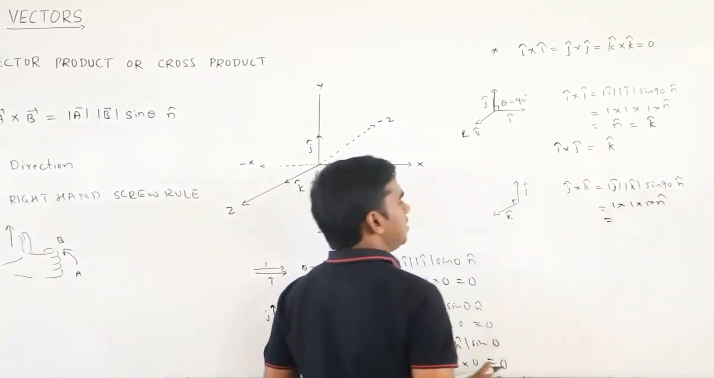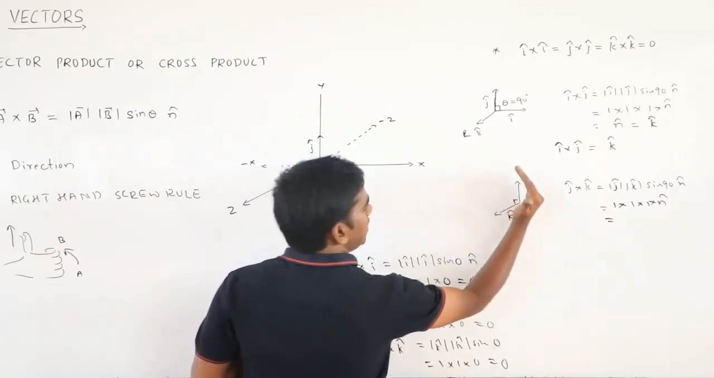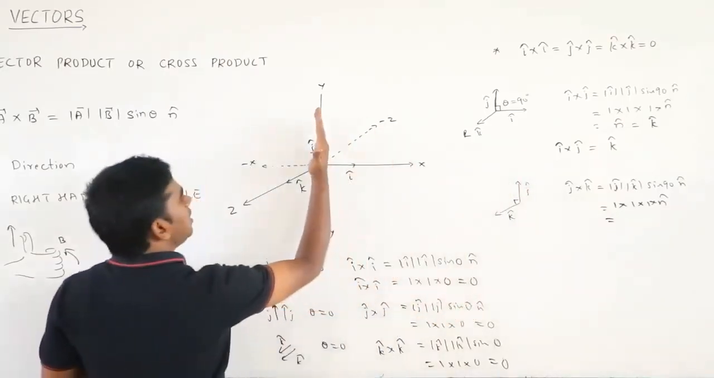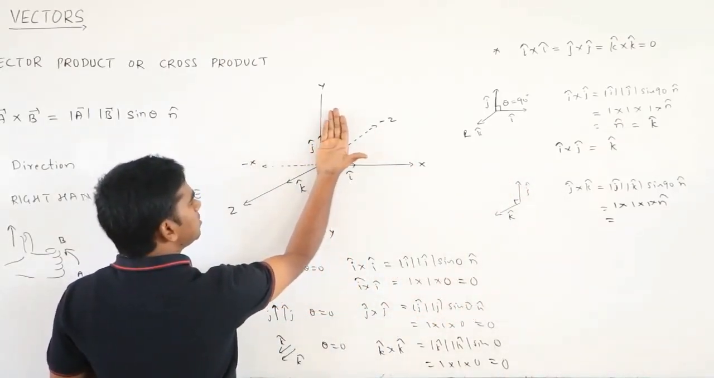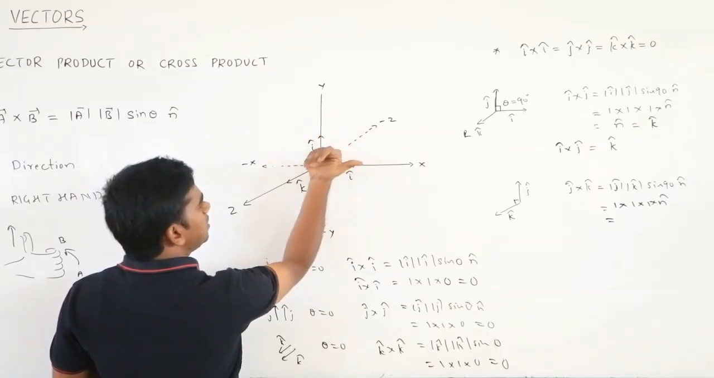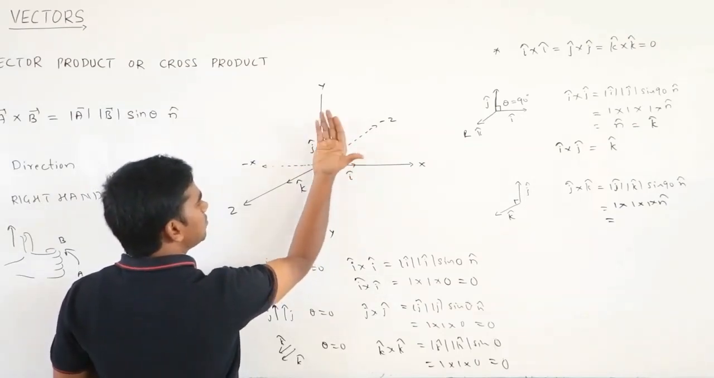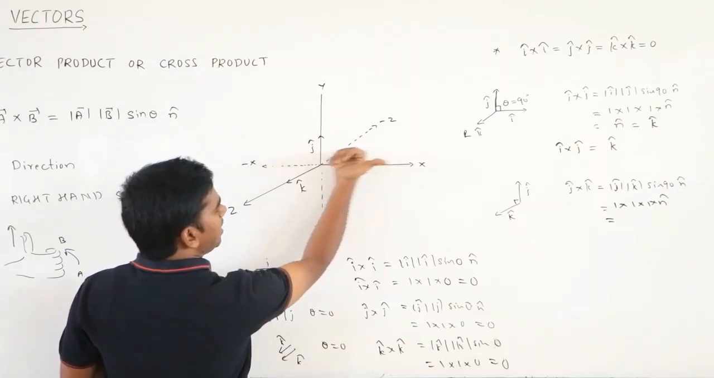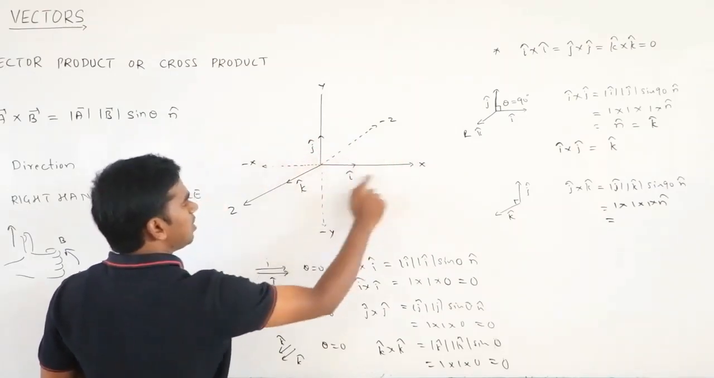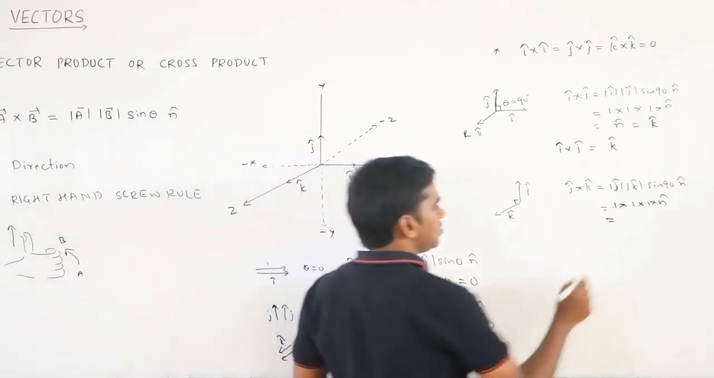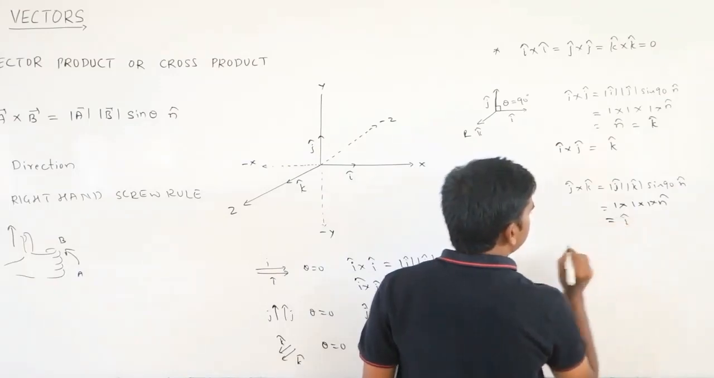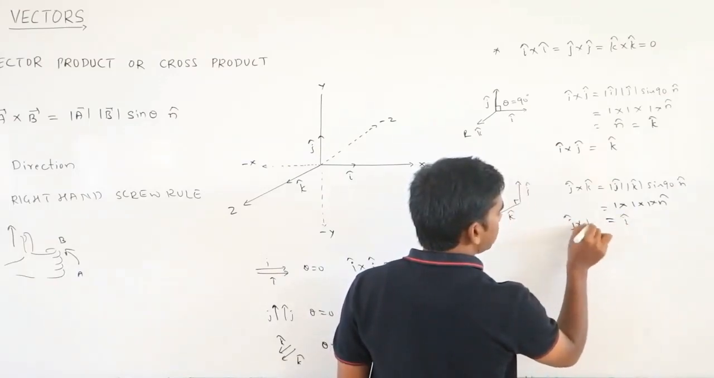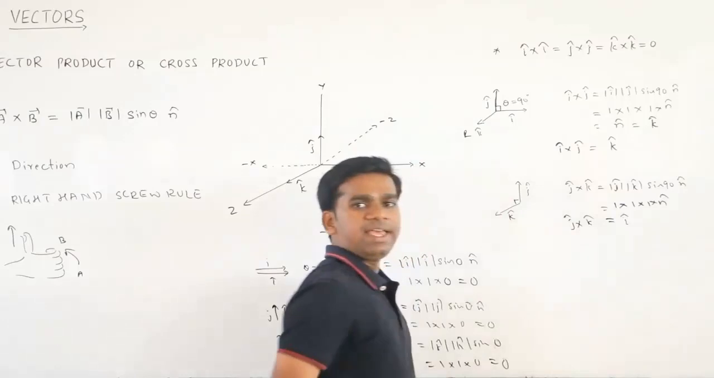What is n cap here? From j to k, you can hold it like this. So from j to k, z is towards you. So what is the direction of the resultant? Along i, so this is going to be i cap. So j cap cross k cap is going to be i cap.